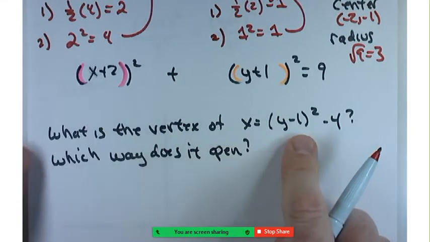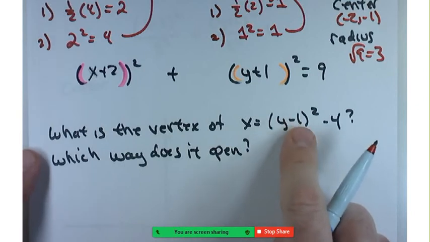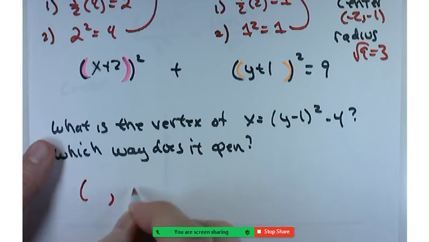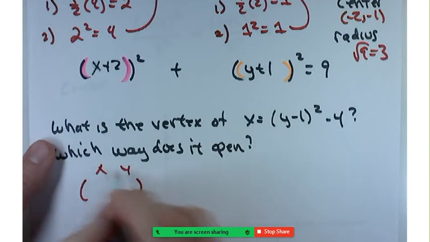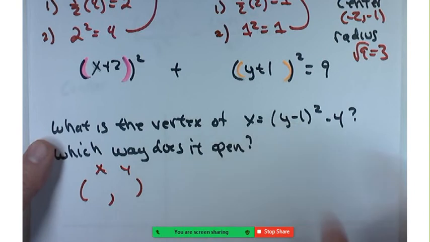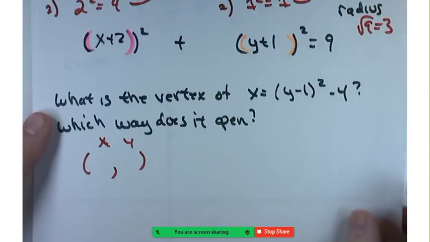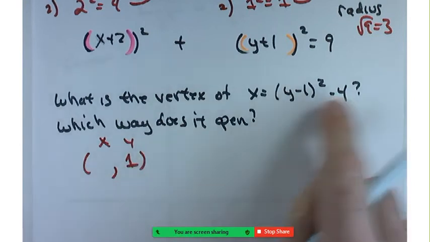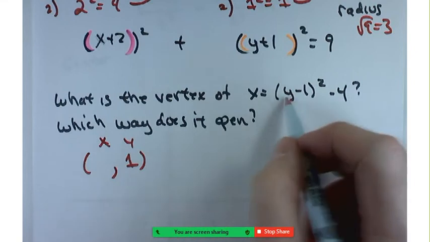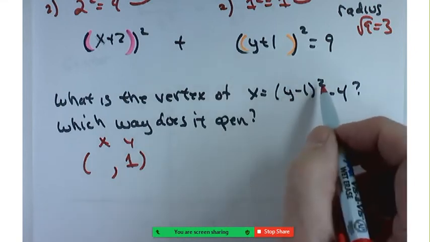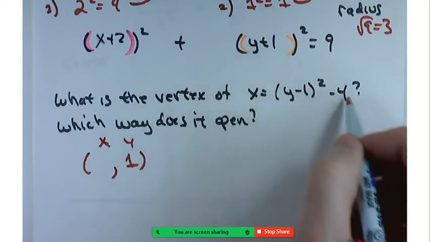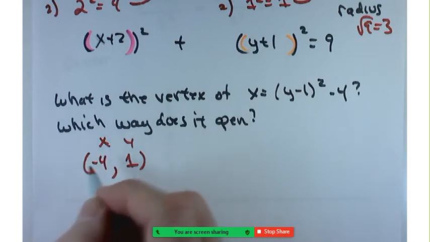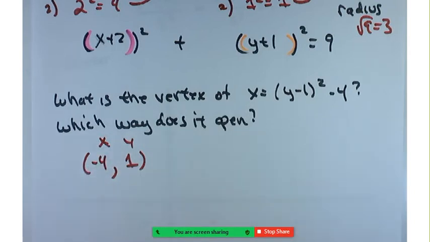What's the vertex of this? In which direction does it open? Start by looking at the squared term. X and y. What value makes the squared term equal to 0? What value of y? Thank you. A 1. And if I put in a 1 there, 1 minus 1 is 0. 0 squared is still 0. 0 minus 4 is -4. There's your vertex. Done.